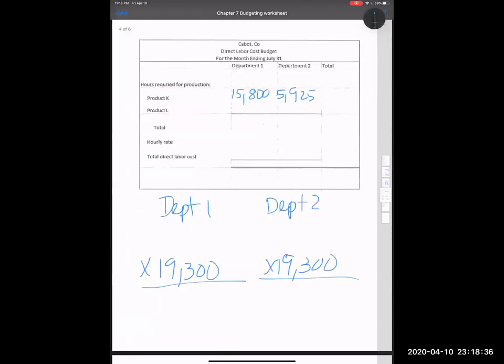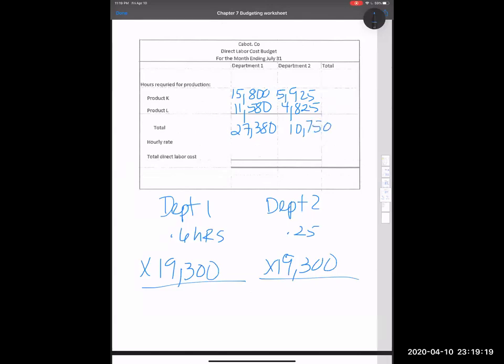So that's what we're going to do here. So department number 1, as mentioned before, is going to be 0.6 hours. And then department number 2 is going to be 0.25. All right. So if we're calculating our department 1 for product L, that comes out to a total of 11,580. And then for department number 2, that comes out to 4,825. So if we add both of these, for department number 1 we need a total of 27,380 hours. And for department number 2, we add those 2 together and we come up with 10,750.